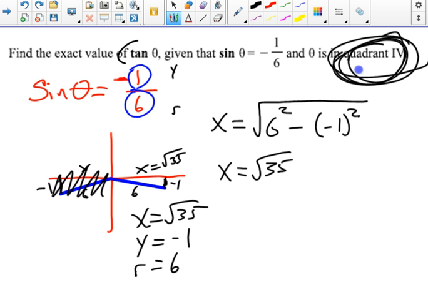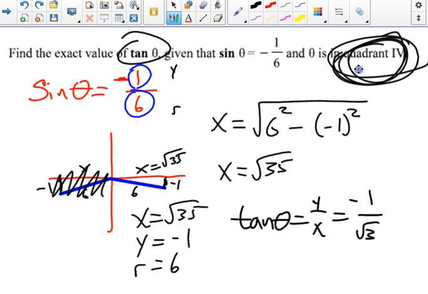And this tangent of our angle would be defined, of course, as y over x. And so that's going to be negative 1 over the square root of 35. Got to rationalize the denominator, so the tangent of our angle is going to be the negative square root of 35 over 35 when we multiply top and bottom by the square root of 35.